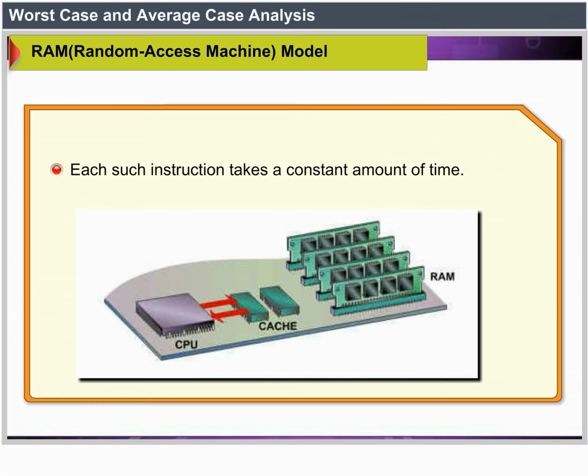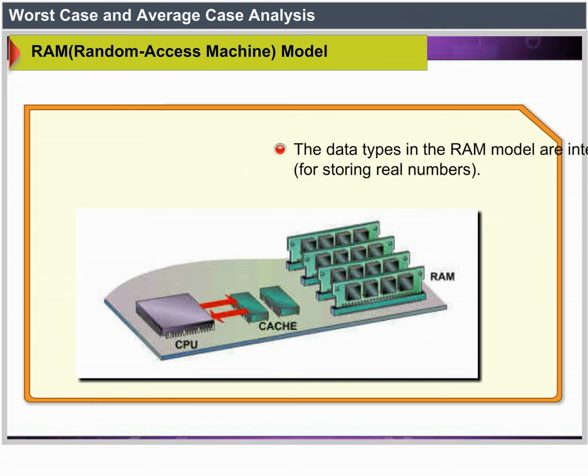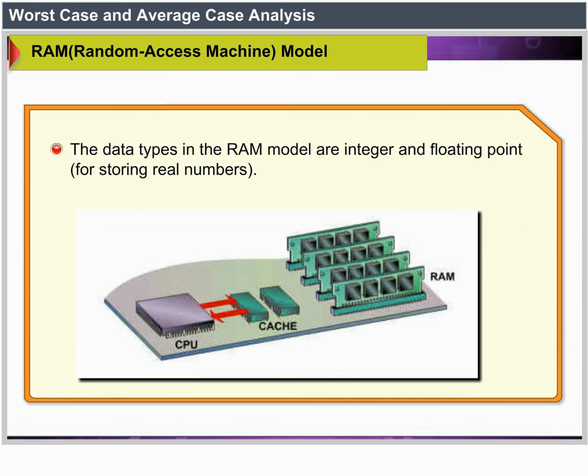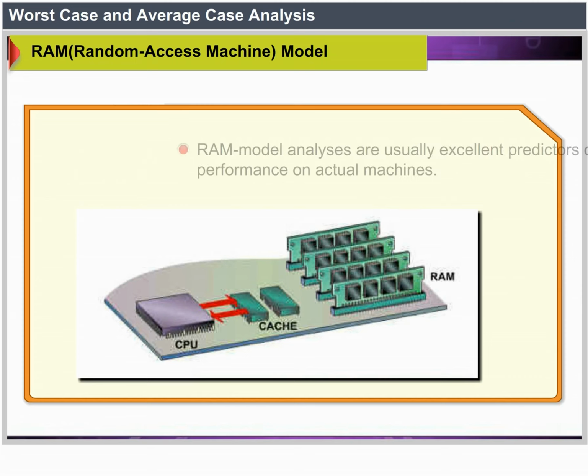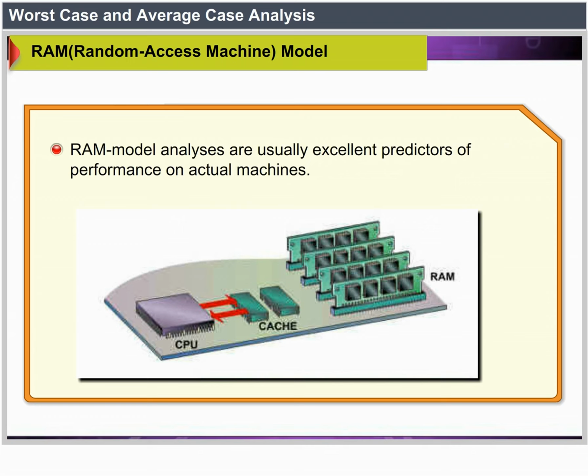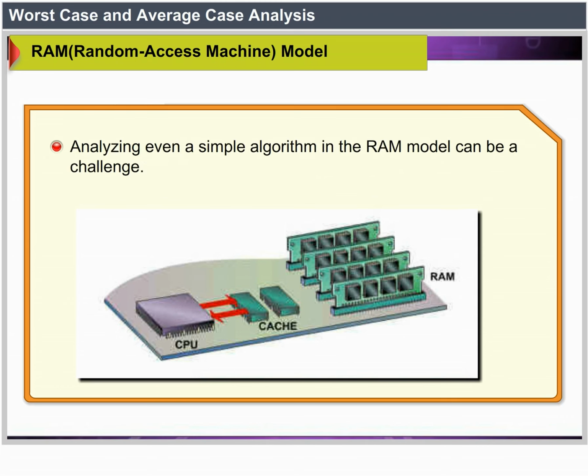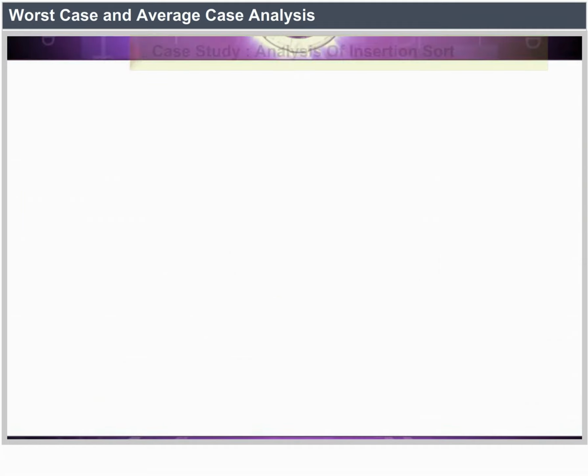The data types in the RAM model are integer and floating point for storing real numbers. RAM model analyses are usually excellent predictors of performance on actual machines. Analyzing even a simple algorithm in the RAM model can be a challenge. Case study: analysis of insertion sort.